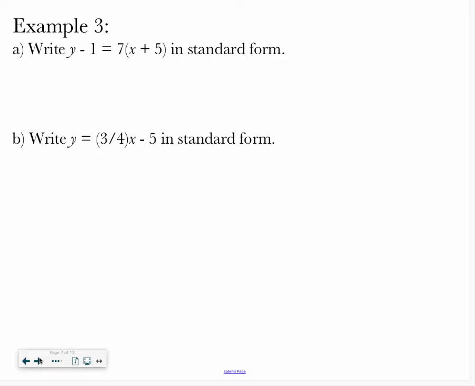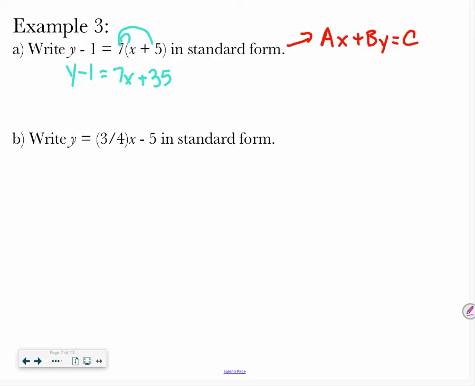We want to take y minus 1 equals 7 times the quantity of x plus 5, and we want to rewrite that in standard form. Right now it's in point slope form. We want to rewrite it in standard form. So let's quickly review. What is standard form? That is our ax plus by equals c. So in order to do that, I'm going to have to get rid of these parentheses because I don't see any parentheses in standard form. So I'm going to say y minus 1 equals 7 times x is 7x plus, if I distribute that 7 again, 35.